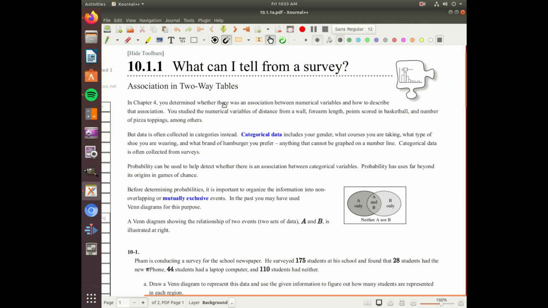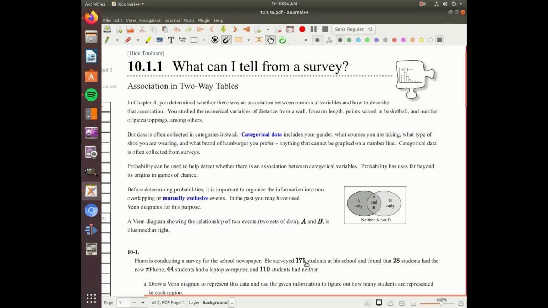So, association in two-way tables. In Chapter 4, you determined whether there was an association between numerical variables and how to describe that association. You studied the numerical variables of distance from a wall, arm length, points scored in basketball, and number of pizza toppings, among others. But data is often collected in categories instead. Categorical data includes your gender, what courses you're taking, what type of shoes you're wearing, and what brand of hamburger you prefer. Anything that cannot be graphed on a number line.